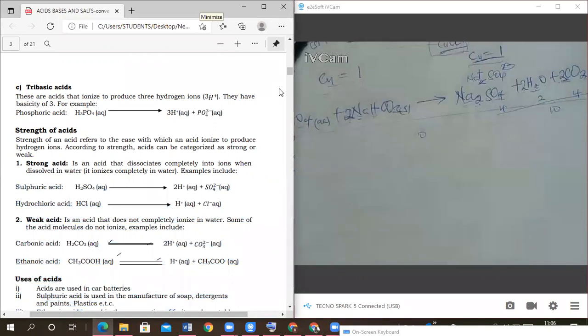They are used in the laboratory. To do what? Experiment. Yeah? Experiment. That is their use.